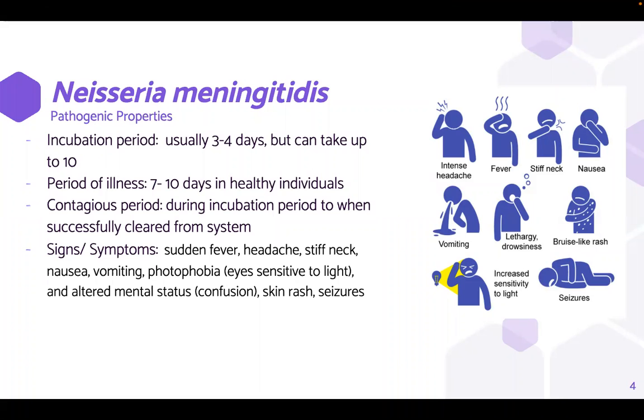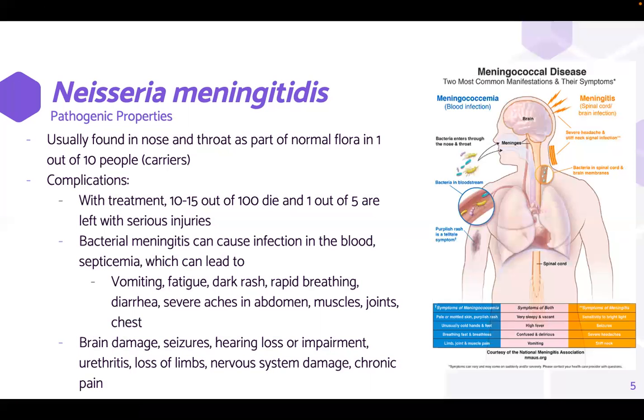So the signs and symptoms are skin rash and seizures, and in 1 out of 10 people, they're carriers of Neisseria meningitidis, and it is usually found in the nose and throat as part of their normal flora. So, two of the most common manifestations and their symptoms in the picture to the right is meningococcemia, which is blood infection, and meningitis, which is spinal cord and brain infection.